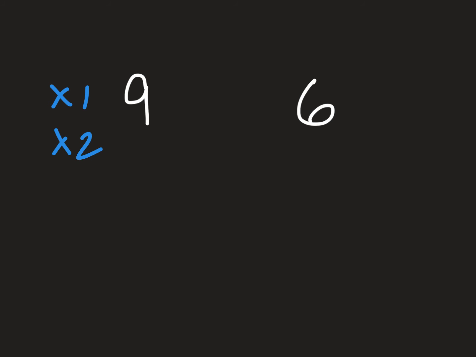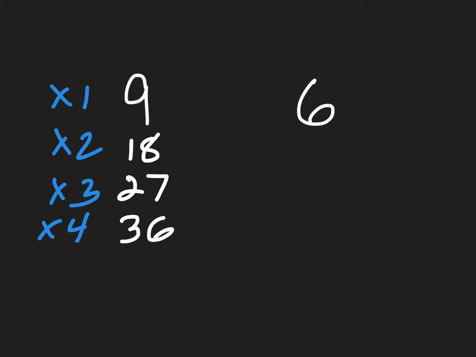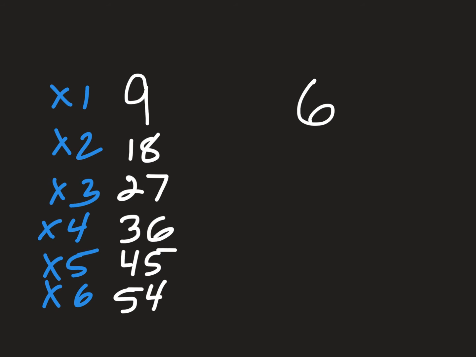Okay, number 2, I'm going to start again by doing those multiples. So 9 times 1 is 9. 9 times 2 is 18. 9 times 3 is 27. 9 times 4 is 36. 9 times 5 is 45. And 9 times 6 is 54. So let's see if we've got enough there.